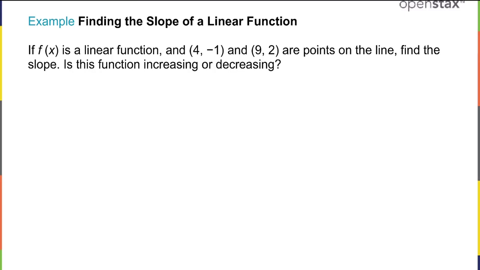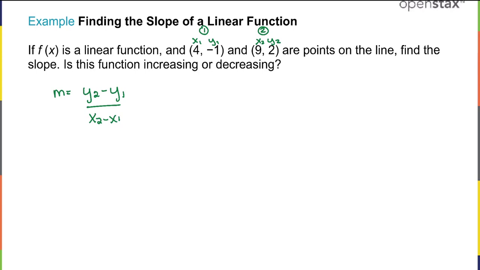All right, so now that we've talked about interpreting it, let's actually just use that slope. So if f of x is a linear function and 4, -1, and 9, 2 are points on the line, find the slope. Is this function increasing or decreasing? So I'm just going to label this as point 1 and point 2. And so that makes these coordinates x1 and y1, x2 and y2 there. So if you will recall, the formula for slope is y2 minus y1 over x2 minus x1, and this should seem really familiar, especially if you remember what we just did in chapter 3.